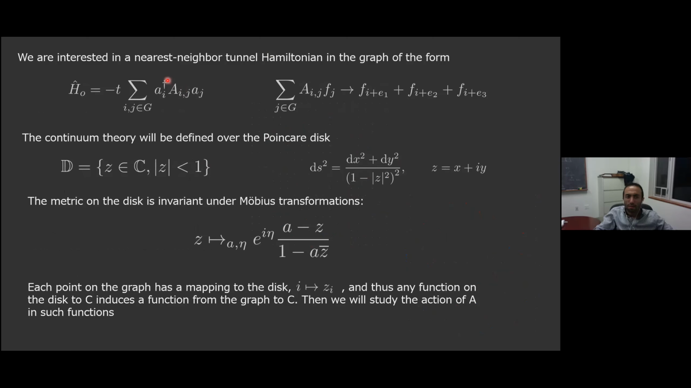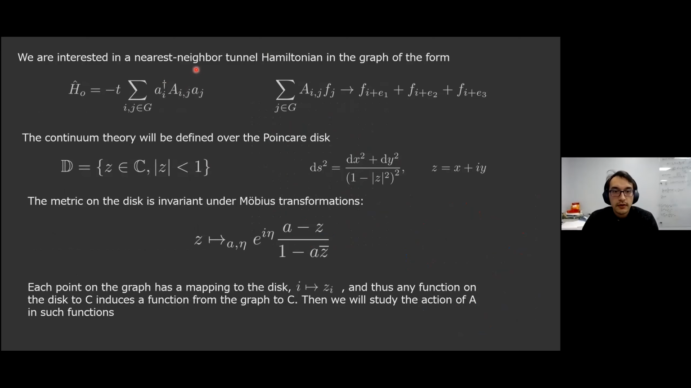The Hamiltonian that they were using in the experiment looks like this. It is a nearest neighbor tunneling Hamiltonian, where you have hopping between the connected sites in the graph. So this matrix A, if you give it a function on the site J, gives the sum of the 3 neighboring sites at site I. And this is what we will try to express in the continuous geometry.